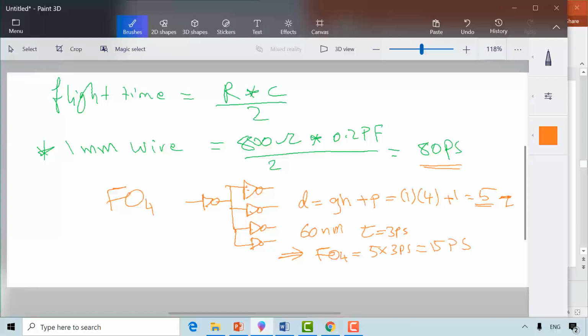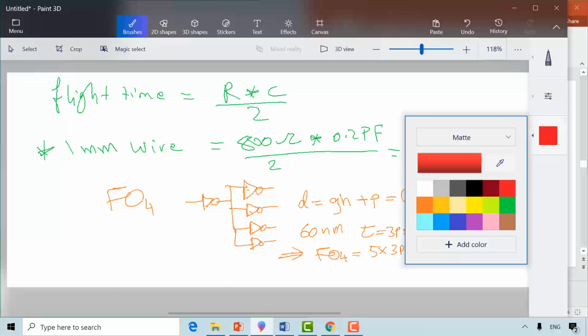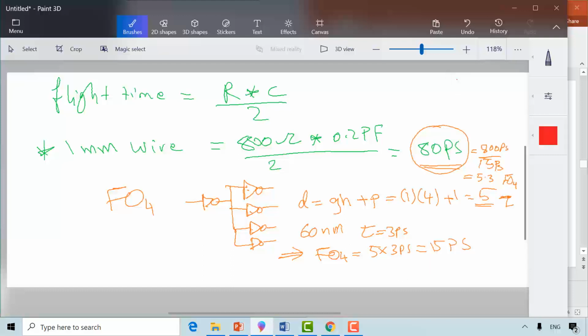Now, if I want to express that in terms of fan out of 4, this is equal to 80 picosecond divided by 15 picosecond, and this is equal to 5.3 fan out of 4. And just to illustrate, the number that we got here, we plugged it right at the denominator here.